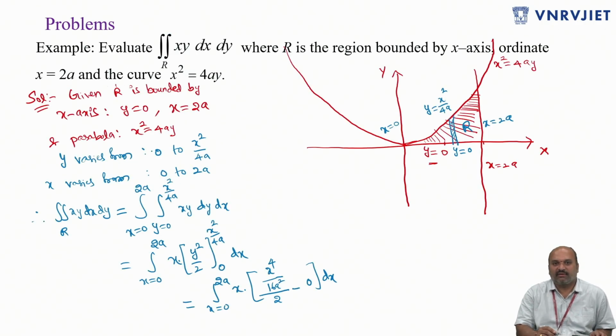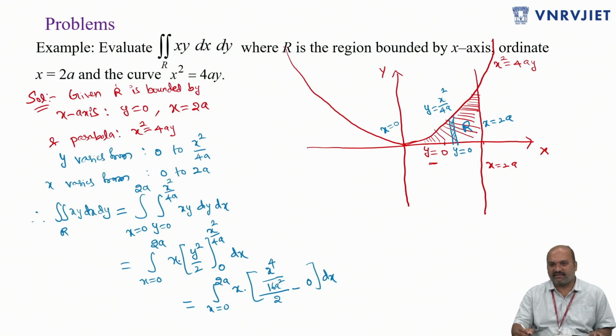Okay. So evaluate the double integral over R of xy dx dy, where R is the region bounded by the x-axis, the ordinate x equals a, and the curve. So first we identify the region of integration and then consider either a vertical or horizontal strip in the region. Then determine the limits and evaluate. See here, not only can we consider the vertical strip, you can consider a horizontal strip in the region also.